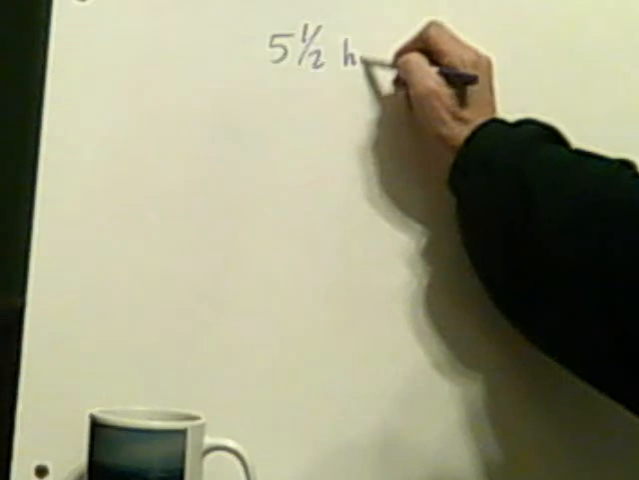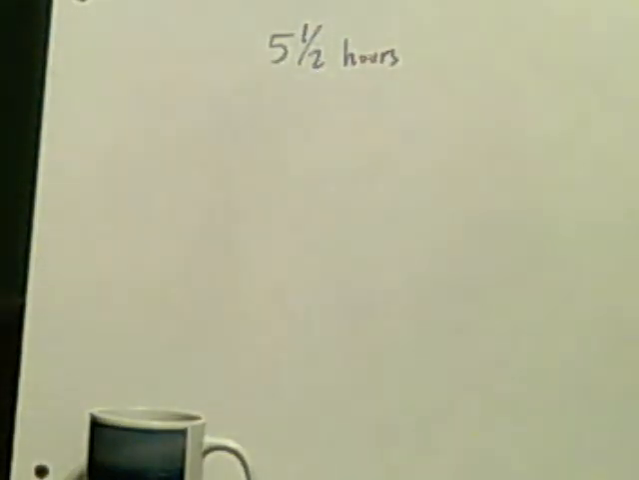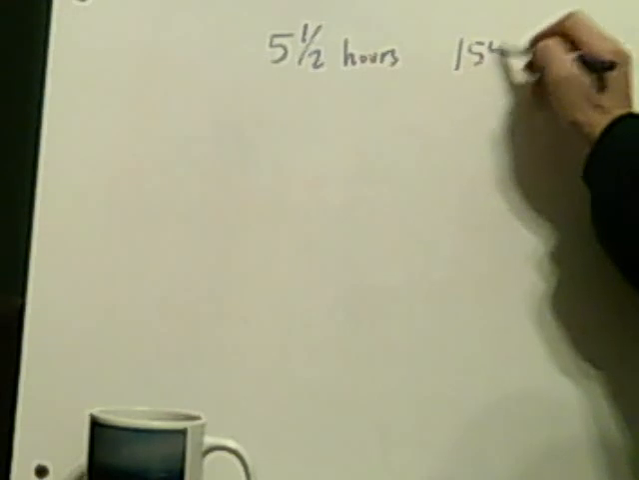It took the Selby family 5.5 hours round trip, 5.5, to drive from their house to their beach house 154 miles away. That's a round trip, and find their average speed. Number 1, understand the problem. Reread it as many times as necessary.